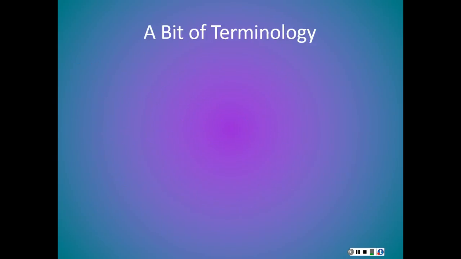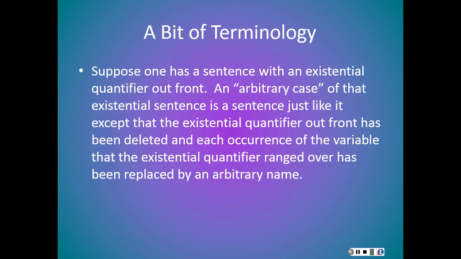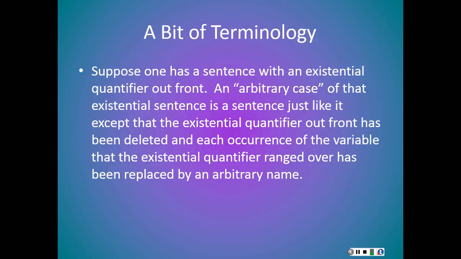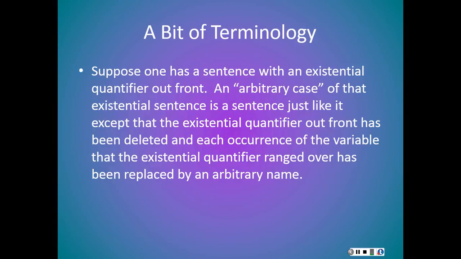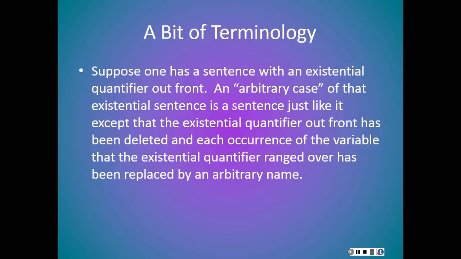So let me introduce a little bit of terminology here. Suppose one has a sentence with an existential quantifier out front. An arbitrary case of that existential sentence is a sentence just like it, except that the existential quantifier out front has been deleted, and each occurrence of the variable that the existential quantifier ranged over has been replaced by an arbitrary name.